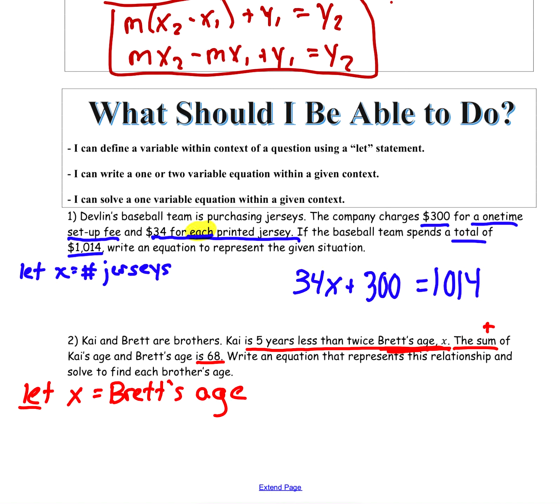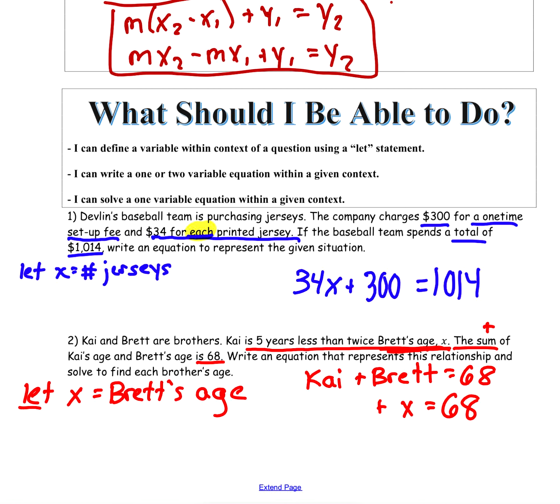Okay, so now let's piece this equation together. I'm just going to write it in words. So we're adding Kai plus Brett because of the sum, and we should get their 68. So I know Brett is x. That's not changing anything. I know 68, good. And we're adding Kai, but now we have to figure out what Kai is.